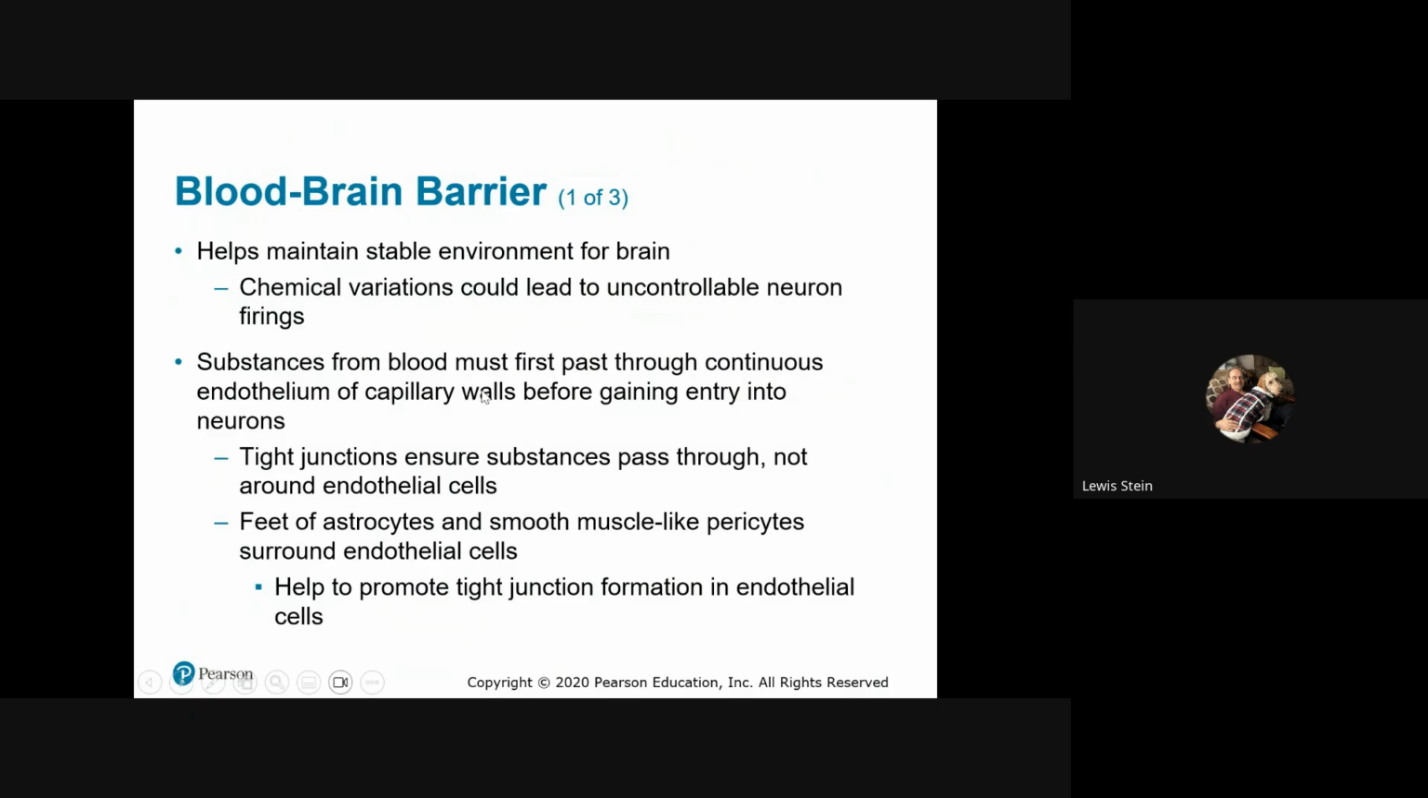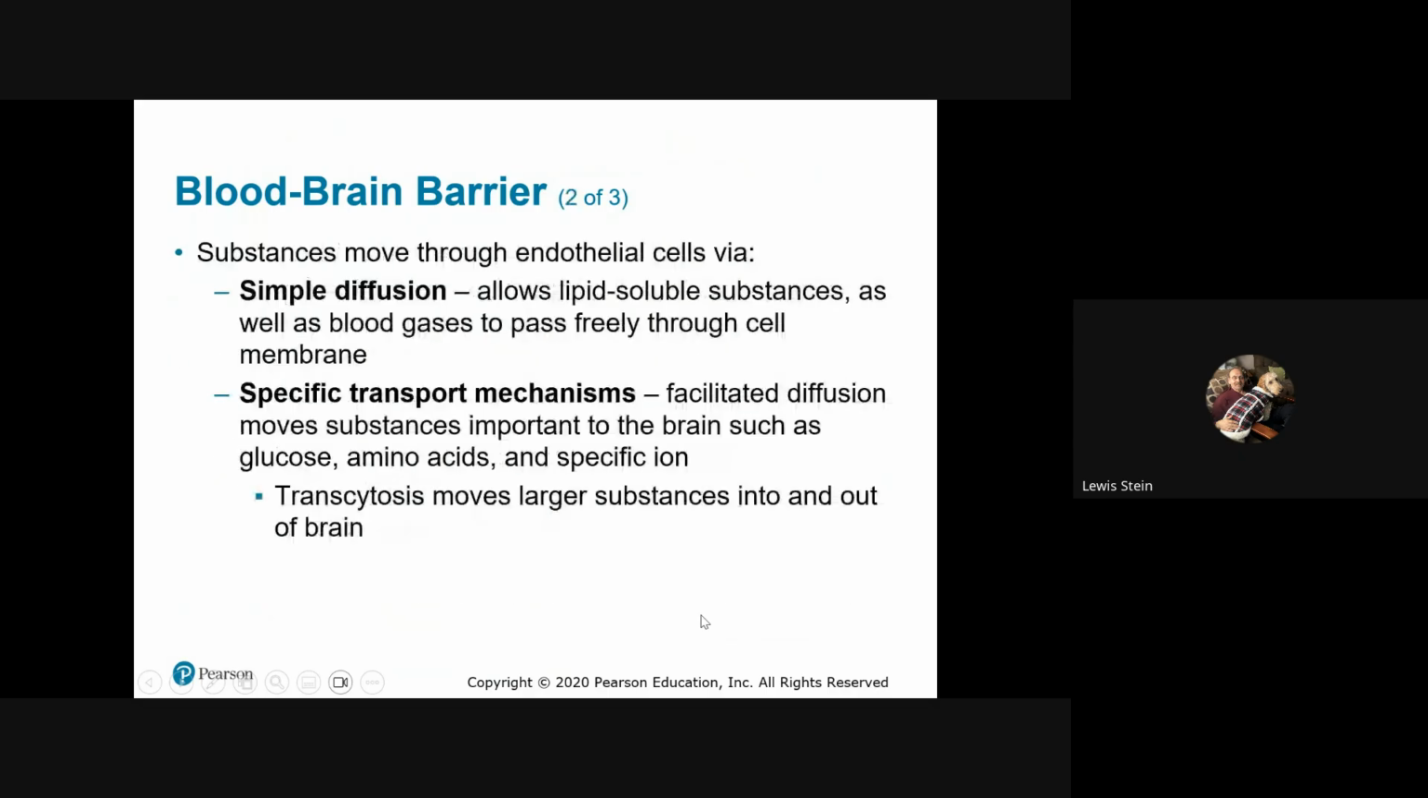And this is the blood-brain barrier. Substances must pass through the lining of the endothelium because, remember, the cells are continuous, and those tight junctions mean that water-based substances can't get through, not through or around the endothelial cells. It's watertight, and the astrocytes surround that as well, and that basically is the blood-brain barrier.